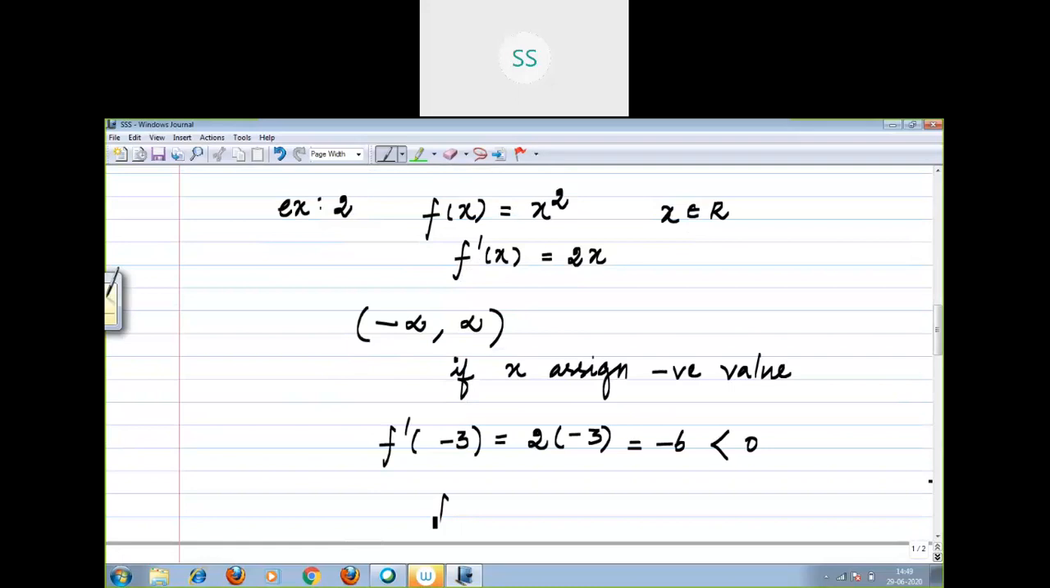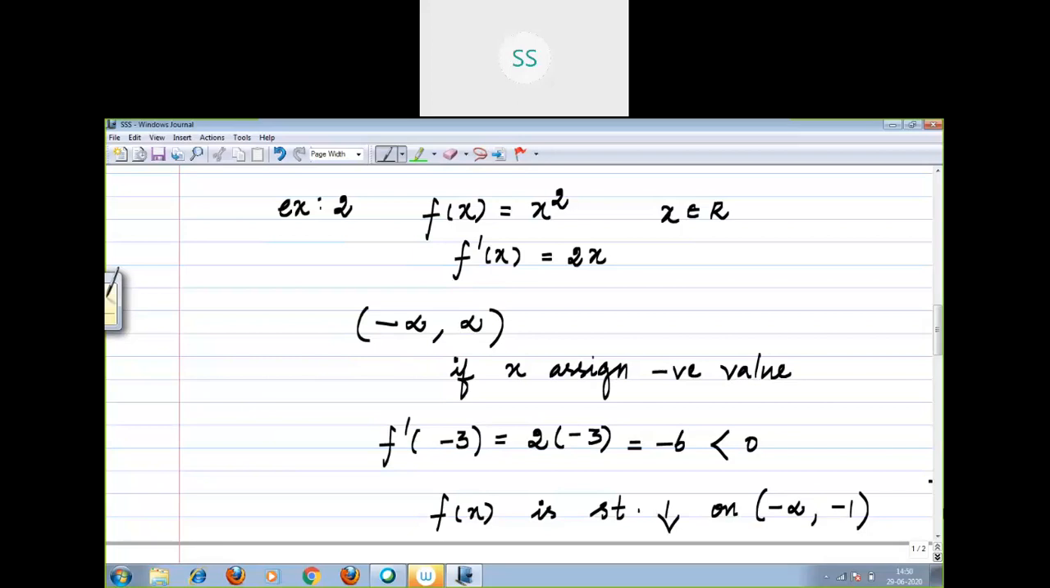The function is strictly decreasing. Strictly decreasing means the arrow mark is downward. Strictly decreasing on the interval what? Minus infinity to minus 1. If you are assigning a negative value, your derivative is less than 0, right?